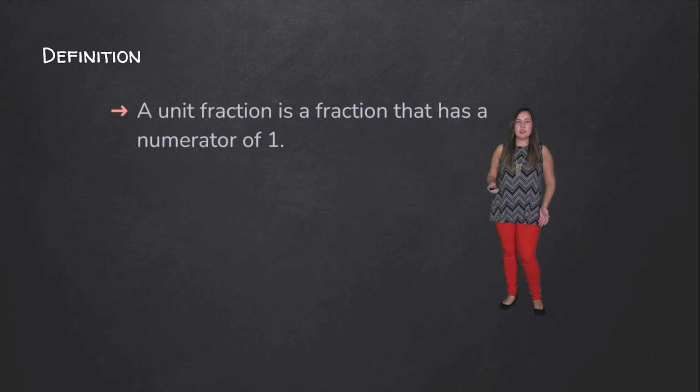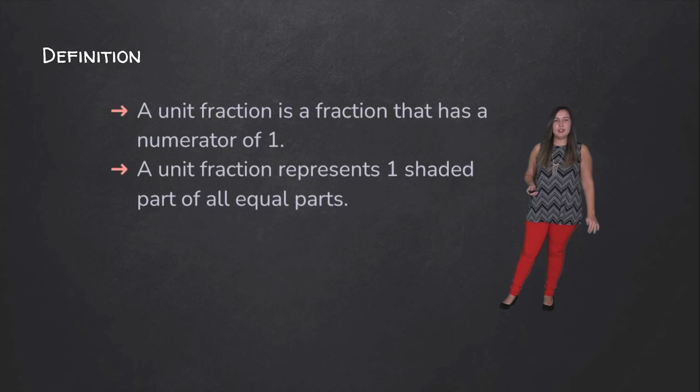So a unit fraction is a fraction that has a numerator of 1. A fraction has two numbers, one on the top and one on the bottom. The number on top is called our numerator and the number on the bottom is called our denominator. So a unit fraction has the top number, our numerator, as 1. And a unit fraction represents one shaded part of all equal parts.